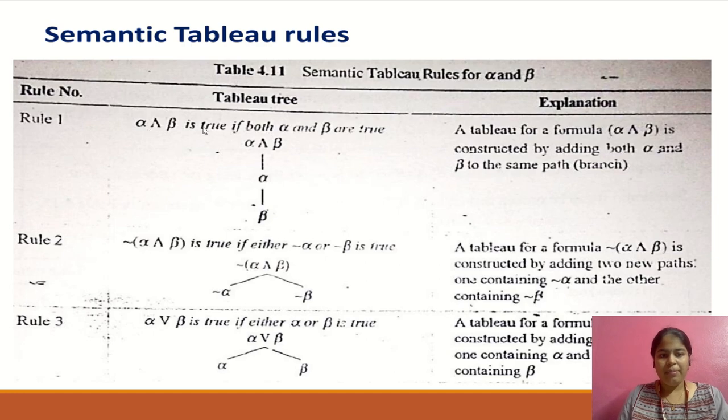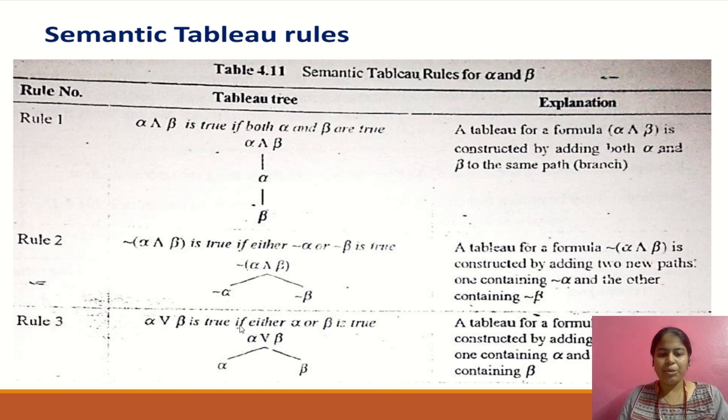Here alpha and beta is true if both alpha and beta are true. Therefore, a tableau for a formula alpha and beta is constructed by adding both alpha and beta to the same path. Rule 2. Negation of alpha and beta. This becomes negation alpha or negation beta, which is true either if negation alpha or negation beta is true. A tableau for a formula negation of alpha and beta is constructed by adding 2 new paths, one containing negation alpha and the other containing negation beta.